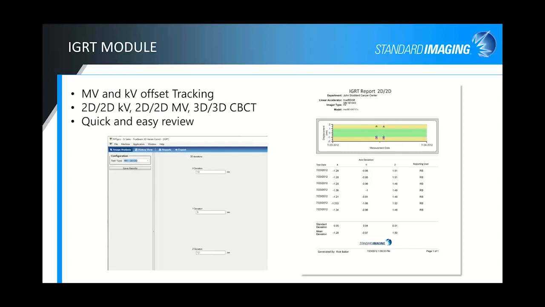We have an IGRT module. This is more just a database module. It doesn't do any specific tests within, but using something like our Mimi phantom, which is our isocentricity phantom for the MV and KV imagers, you can track those offsets. You can track your 2D KV matching, your 2D MV matching, and your 3D cone beam CT matching as well. And then it gives you the ability to do quick and easy reviews for IGRT reports, showing you the trending of that data. And that's the IGRT module.